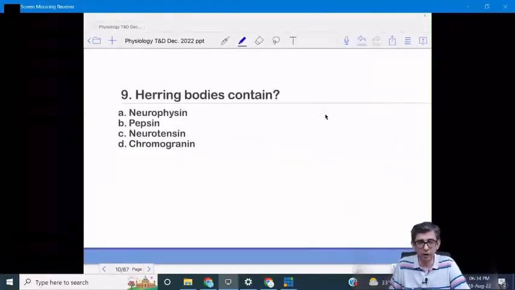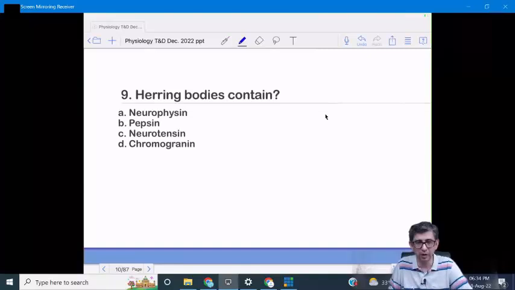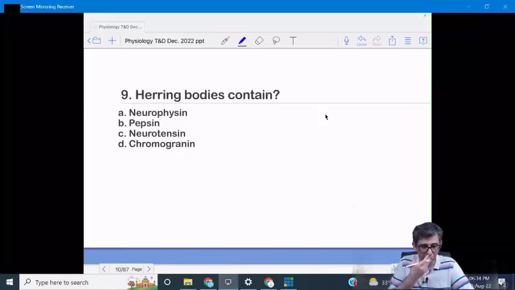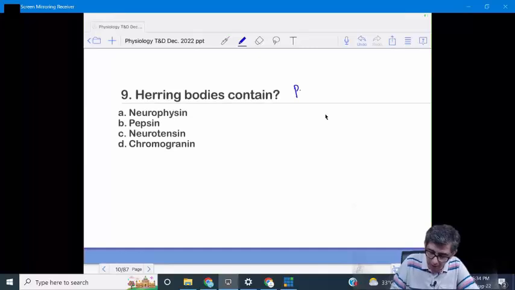Herring bodies would be containing which of the following, and the answer is based on where herring bodies are located. You can comment in the chat box also, where would herring bodies be located, by the way? Which part of the pituitary? Exactly, they would be present in the posterior pituitary. So once you remember that, your question is solved.